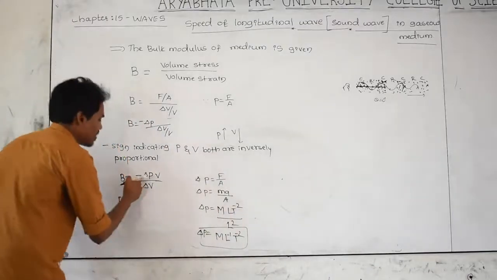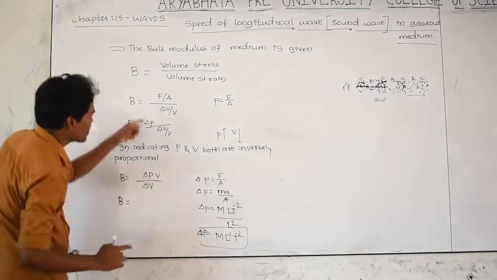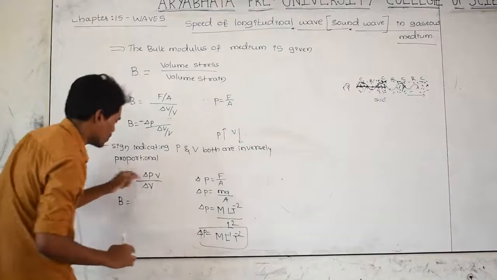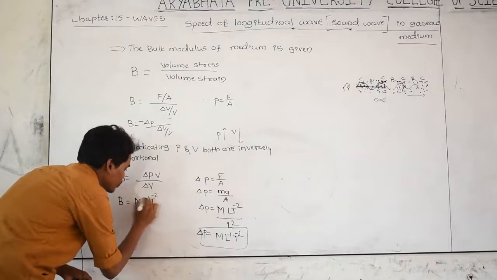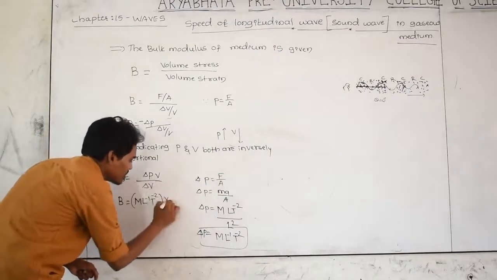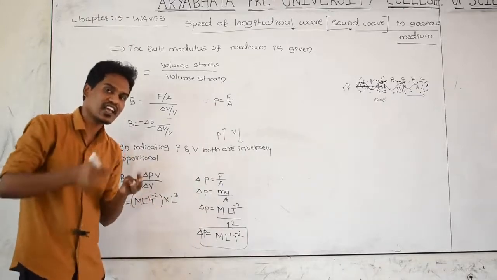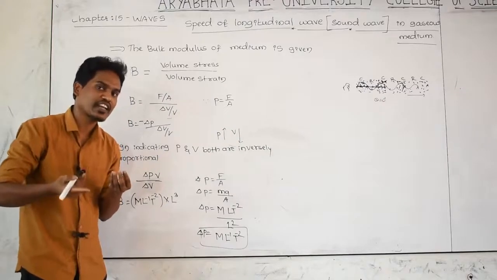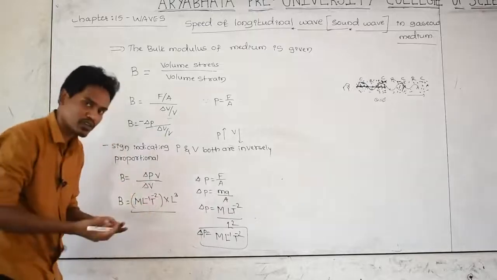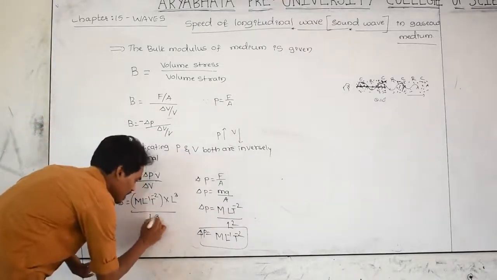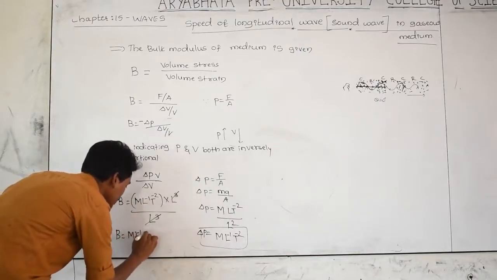And I am writing this one, delta P, leave the minus sign, this is not important because it is just indicating the relation between pressure and volume, that's all. Delta P can be written as M L raised to minus 1, T raised to minus 2. This is pressure. What is volume? Length into breadth into height. Length is L, breadth is L, height is L, that is L cube, divided by delta V, that is also volume. Dimensional formula again L cube, L cube getting cancelled. And bulk modulus is equal to M L raised to minus 1, T raised to minus 2.